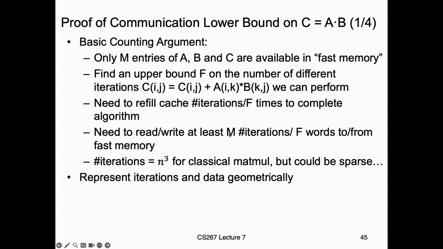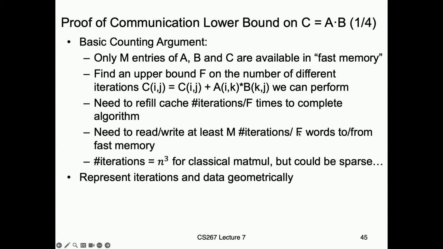So how much does it cost to refill the cache? Well, it's M, because that's how big the cache is. So this is the number of reads and writes. And I'm ignoring the constants that people care about. So M times the number of iterations divided by the maximum amount of work I can do given M words of data. And so I know that's n cubed, I know that's the cache size, so I need to bound F.